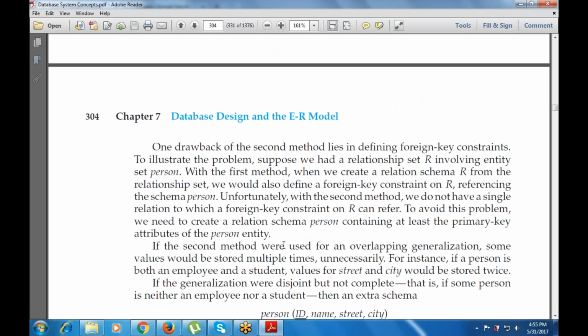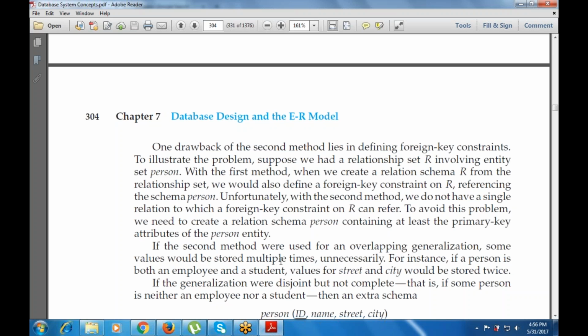With the first method, when we create a relation schema R from the relationship set, we should define a foreign key constraint on R referencing the schema person. Unfortunately, with the second method, we do not have a single relation to which a foreign key constraint on R can refer. To avoid this problem, we need to create a relation schema person containing at least the primary key attributes of the person entity set.